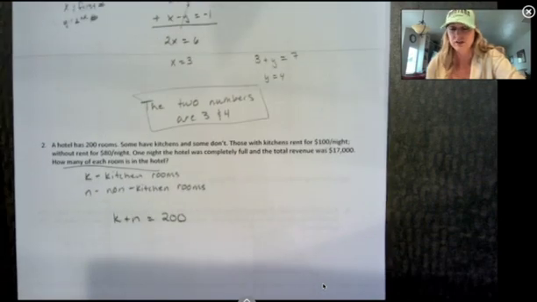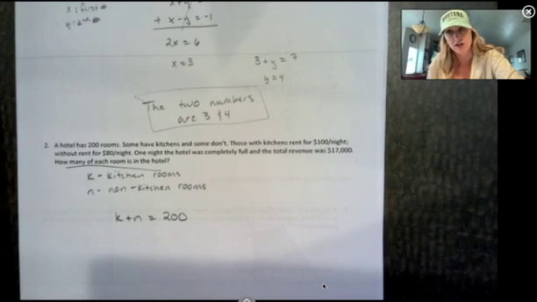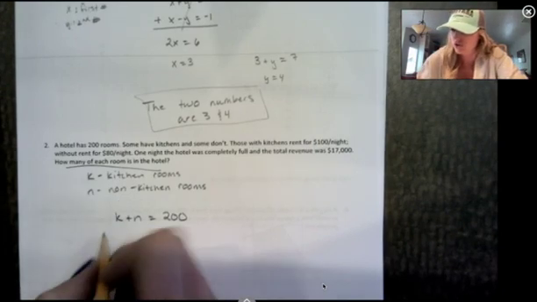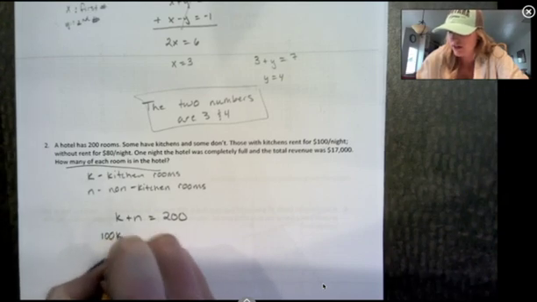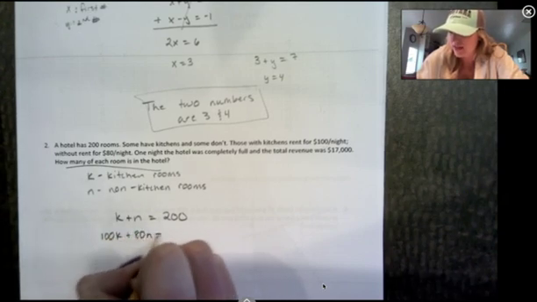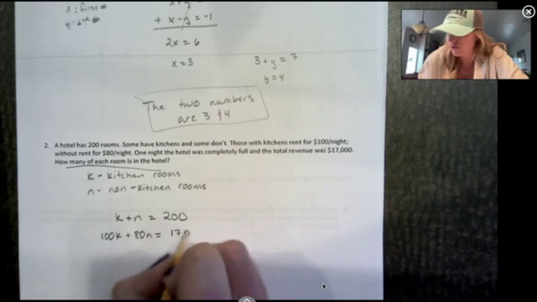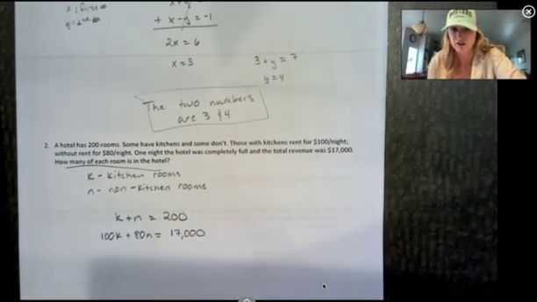Then I have an equation involving the cost of everything. So we have cost per kitchen, cost per non-kitchen, and then the total. So that's going to go together in one equation. So the kitchen rooms are 100, the non-kitchen rooms are 80, and then the total revenue when all of the rooms were rented was $17,000.